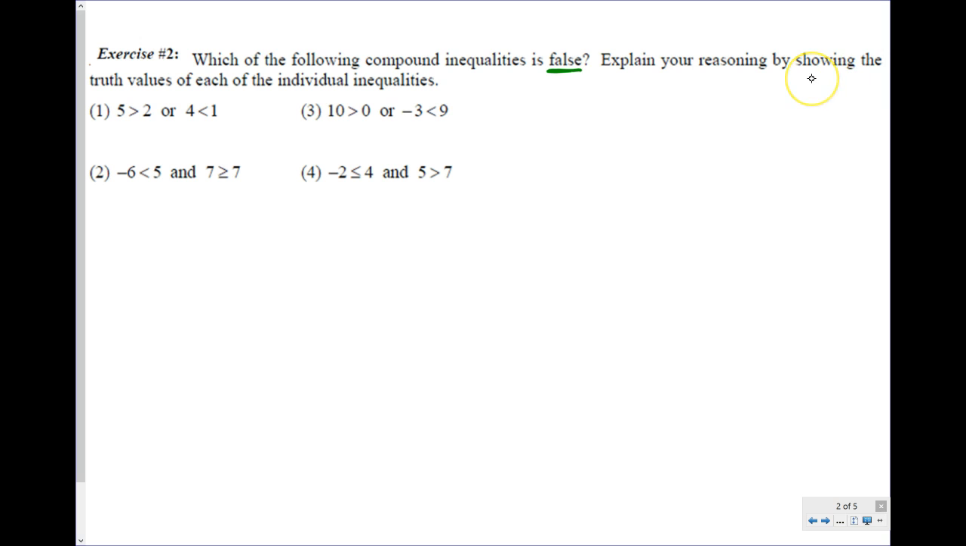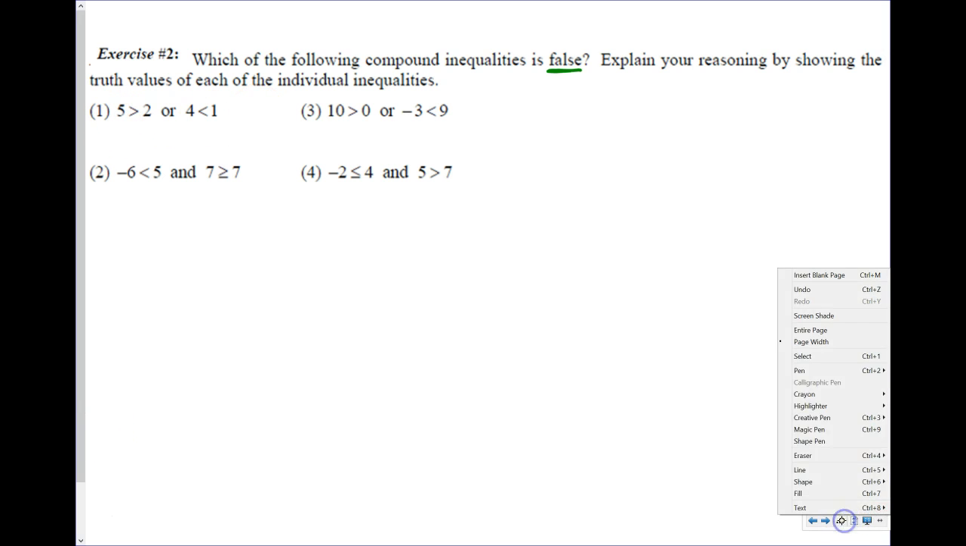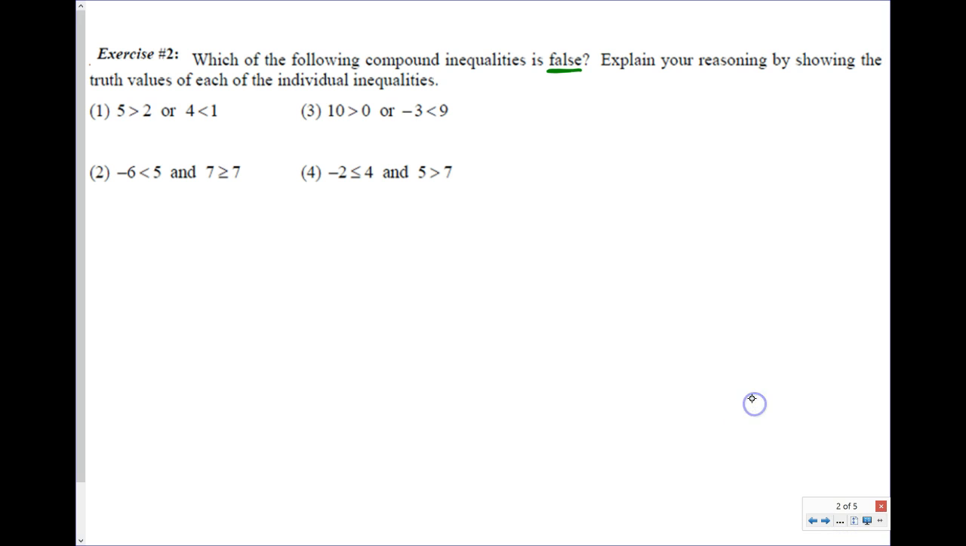Explain your reasoning by showing the truth values of each individual inequality. So showing the truth values, we're going to look at each individual inequality and say whether it's true or false. And then we're going to figure out if the whole thing is true or false. So number 1, is 5 greater than 2? Yes, that's true. Is 4 less than 1? Nope, that's false. But we're using an "or," so this whole thing is true. So number 1 is true.